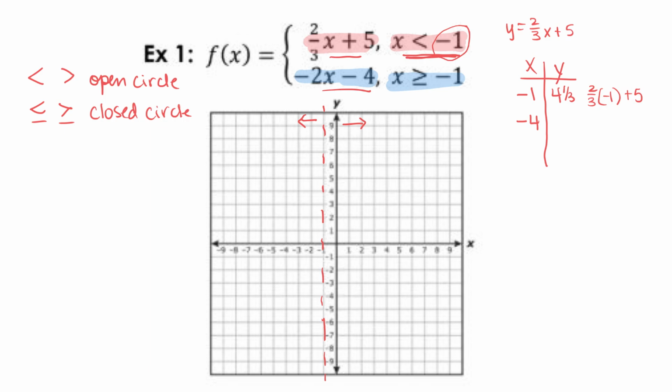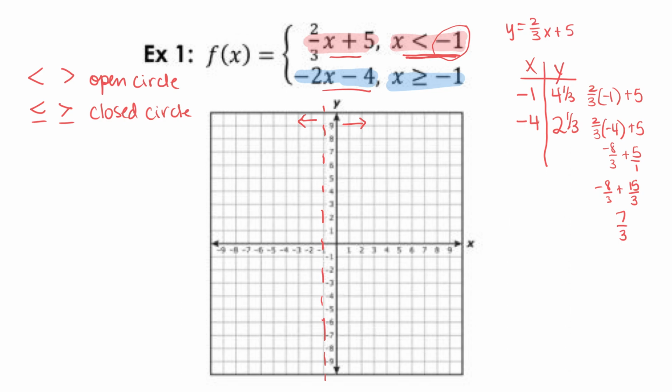Then if I plug in -4, I'm going to have 2/3 times -4 plus 5. So that's going to give me -8/3 plus 5. Since I'm doing this without a calculator, I'm going to get this to have a denominator of 3. So this would be -8/3 plus 15/3. If I add those together, it's going to be 7/3, which is the same thing as 2 1/3.